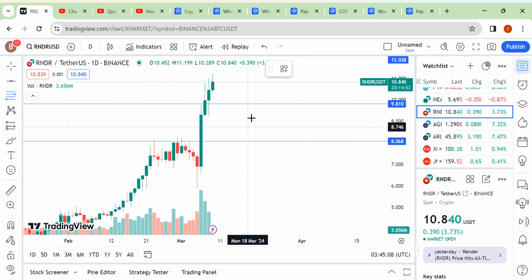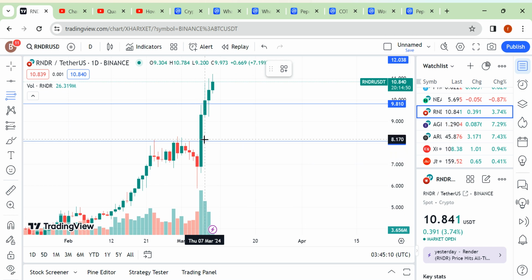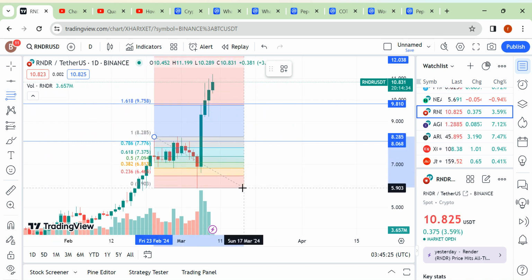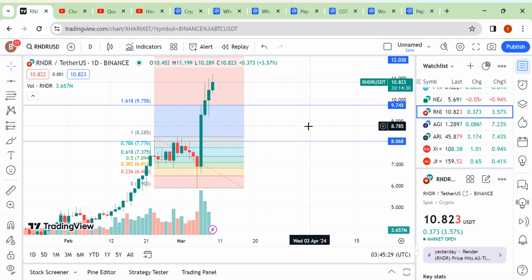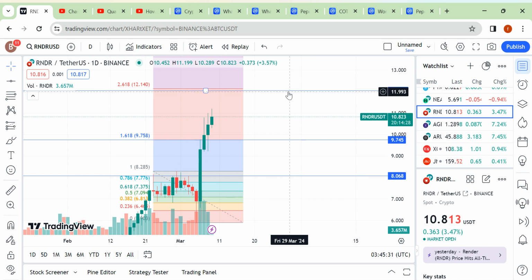So guys, look at here, we have moved this. I have taken this trade around here and my target was here. I have just taken profit around here and let's see how much high we can go. This is our last high and this was our last low, and this was our first target area and this was our second target area.